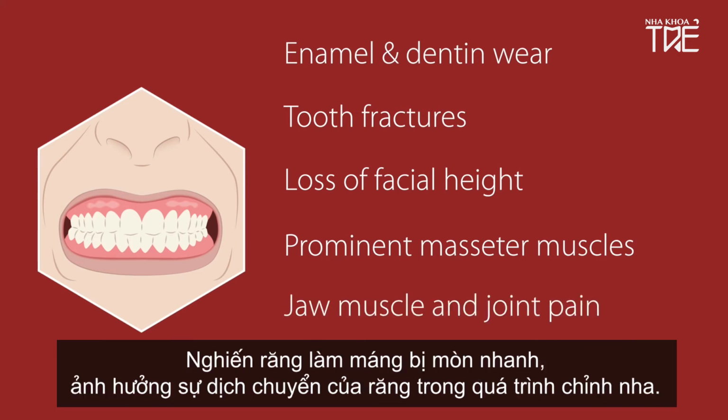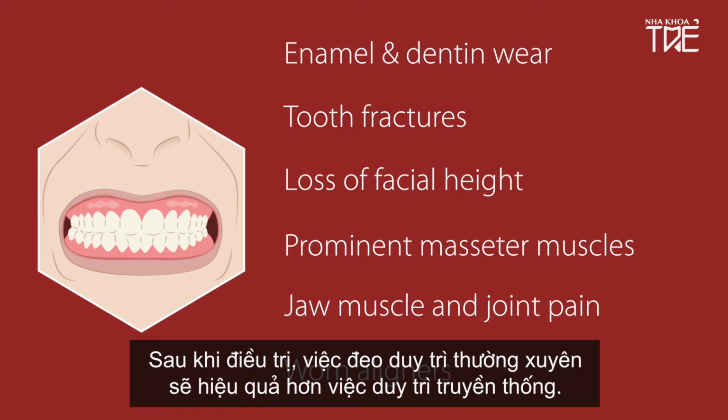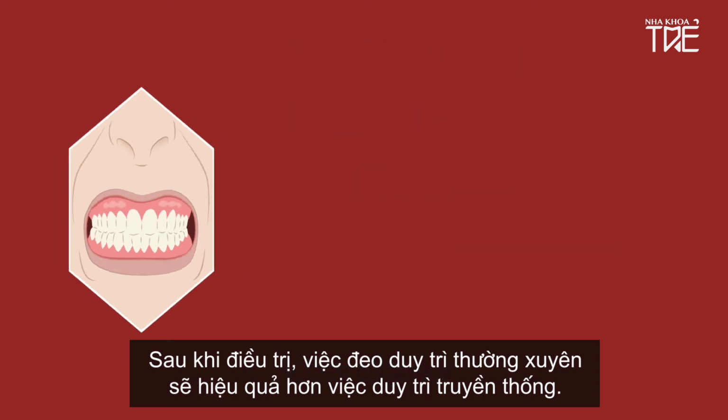Clenching and bruxism can quickly wear through aligners and retainers. Tooth movement may be impeded, prolonging treatment. Deep bites are particularly difficult to correct. After treatment, an occlusal guard may be more effective than a traditional retainer.